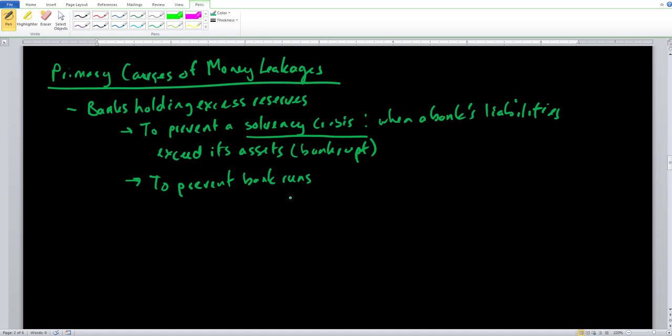And once again, just to prevent this type of scenario from happening, the bank would like to hold excess reserves, which is one of the primary causes of leakages that we do have. The second entity that we can take a look at that is a primary cause of leakages are people like you and I. So individuals and businesses holding money in cash.